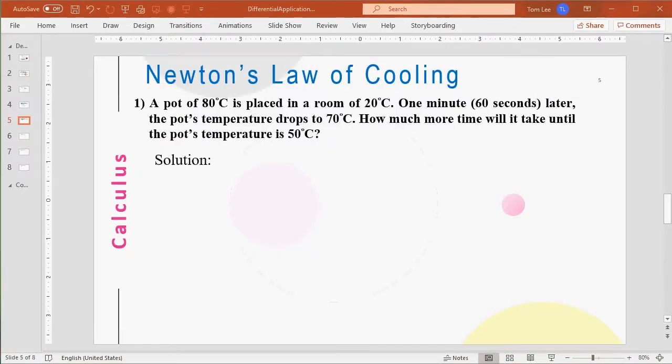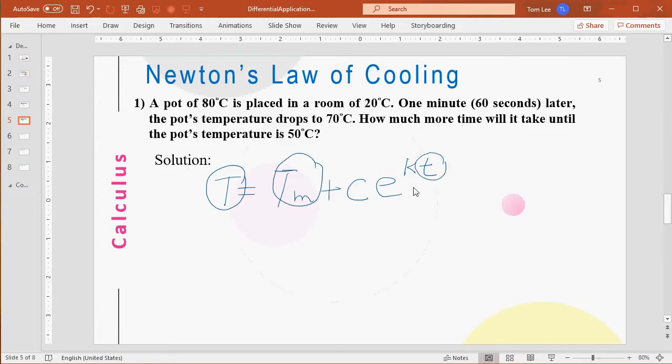So now we have T equal to T_m plus C e to the power kt. This T_m is the environment temperature, and this T here is the temperature of the object, and t is the time. Now we have to put in the initial conditions to get the values of C and k.